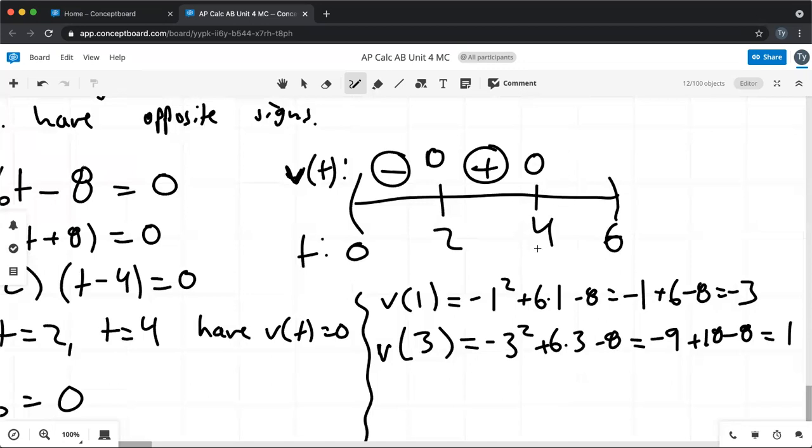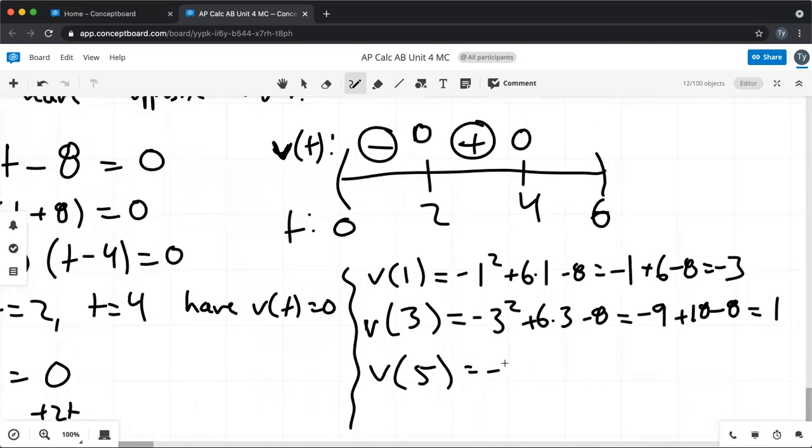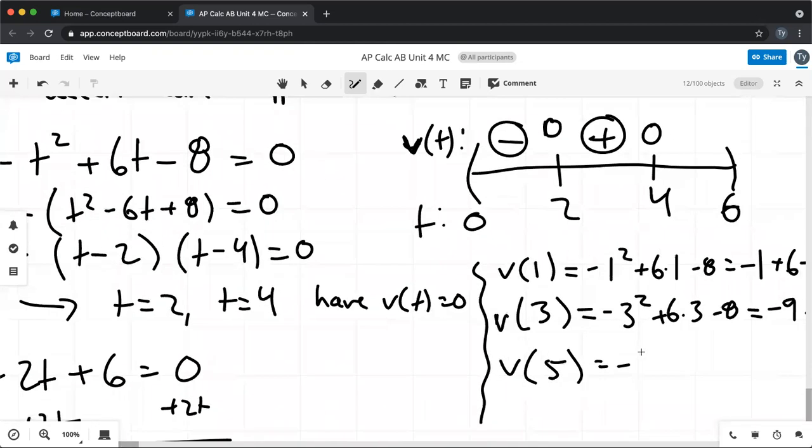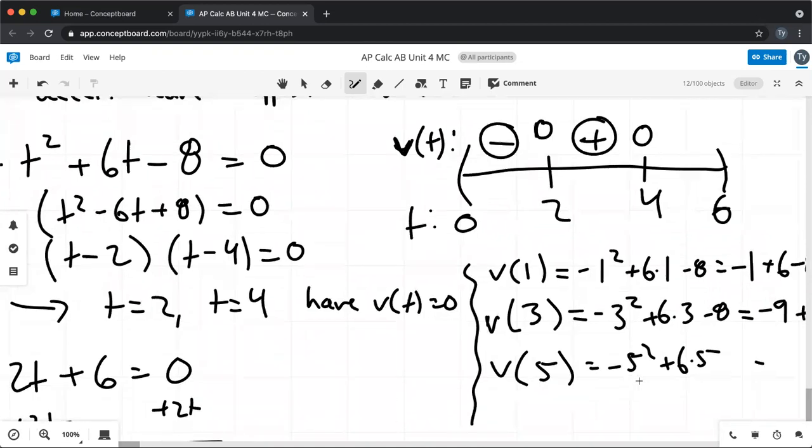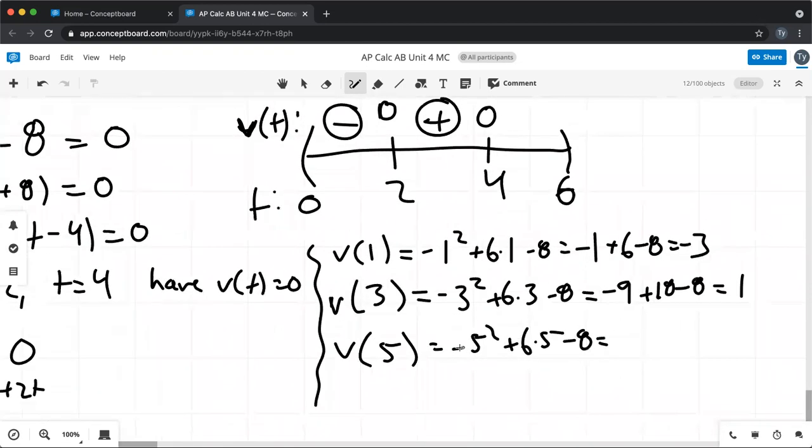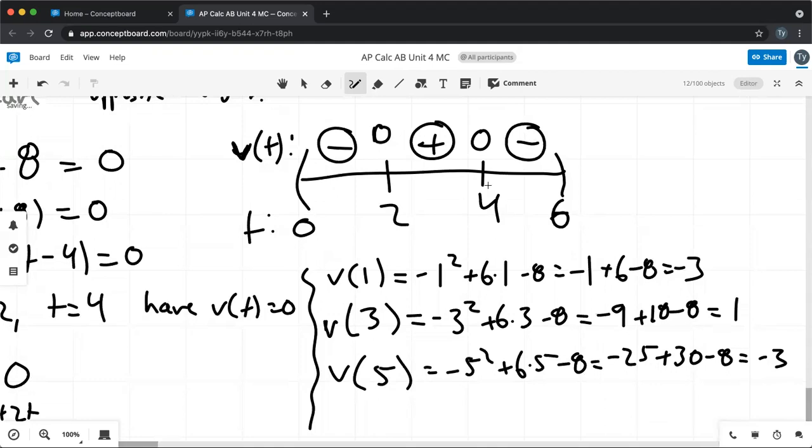We need to look between 4 and 6, and that's the last thing we need to consider for our velocity. So let's pick 5. Same thing as before, we plug 5 into our equation. We have negative 5 squared plus 6 times 5 minus 8. 5 squared is 25 times negative 1 out front is negative 25, plus 6 times 5 is 30, minus 8. Negative 25 plus 30 is 5, minus 8 is negative 3. So in this whole region from 4 to 6, we have a negative velocity.